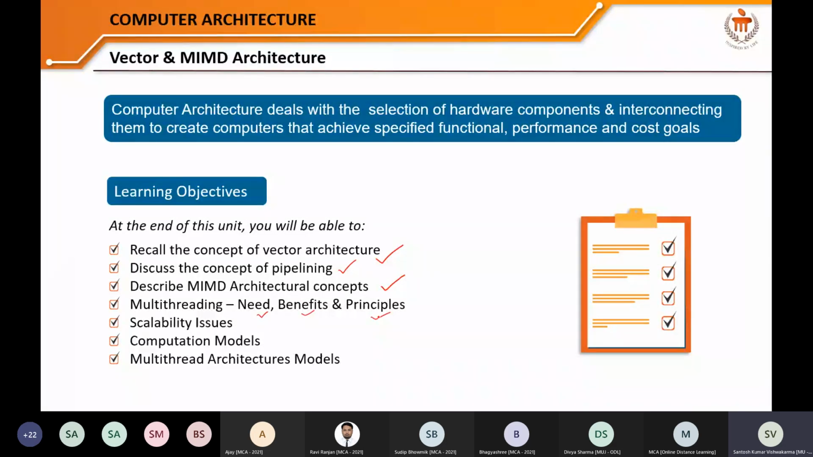Then we'll see what the current scalability issues are. If you remember, we had a brief introduction to computational models earlier when we started the course. So again, we'll have a recap of that and how it has an impact on various systems. Then we'll close the session with multi-thread architectural models. So these are the learning objectives. Now let us begin with the first one, that is vectorization.